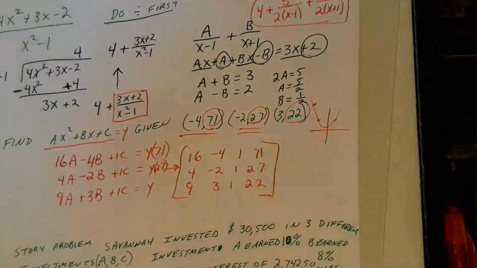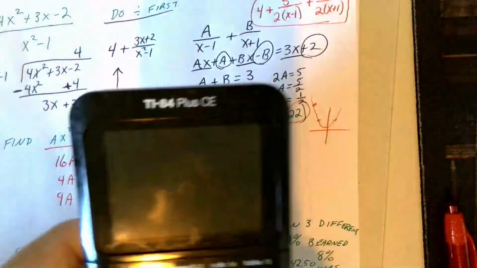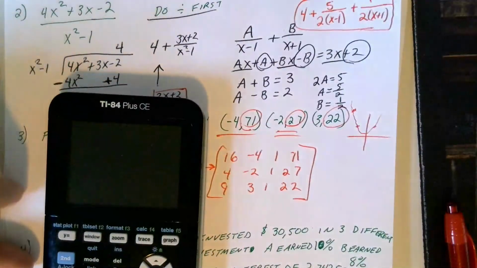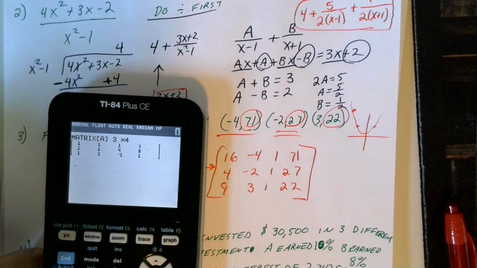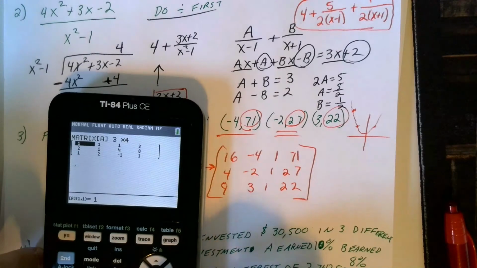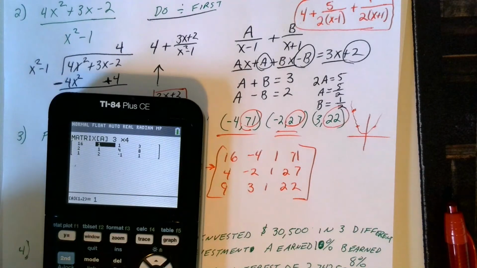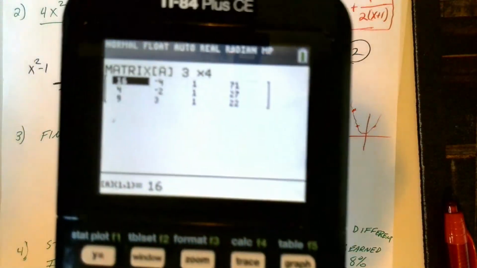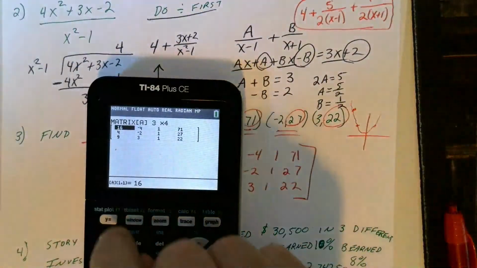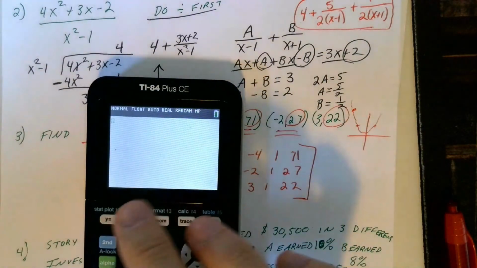So what are we going to do? You know it. Got it. Grab it. Pop it out. There's your calculator. Let's get this sucker in here and see. So second matrix, over to edit, enter, and this is going to be a 3x4. So I got 16, enter, -4, enter, 1, enter, 71, enter, 4, enter, -2, enter, 1, enter, 27, enter, and 9, 3, 1, and 22, like that. So make sure all those match up for you. And then second home screen, second matrix.